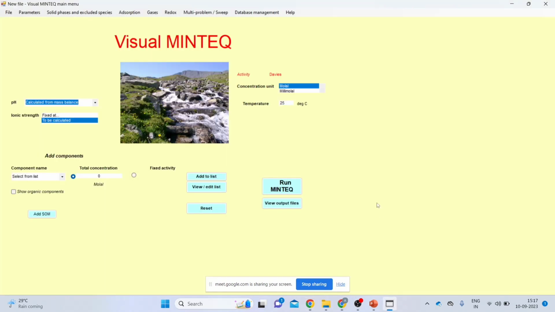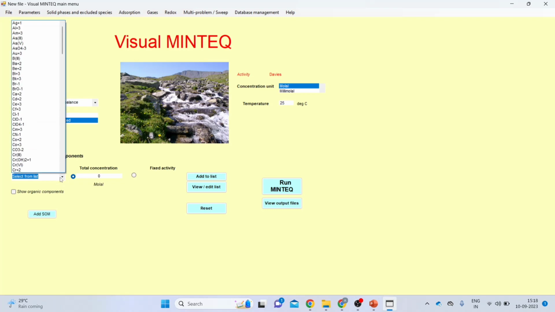So this is the visual Minteq. We are going to calculate the pH from mass balance. Ionic strength will be calculated. Now we will add all the component names.